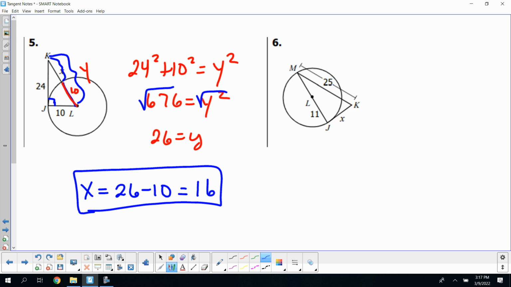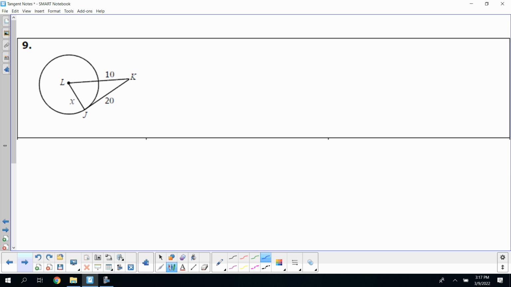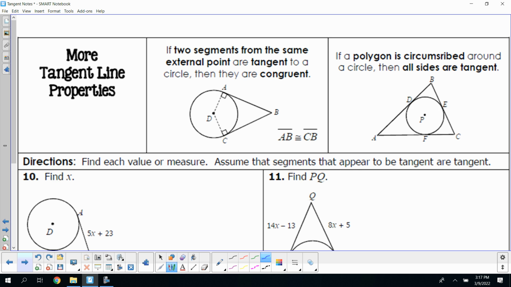All right, let's turn the page. Skip 7, 8, and 9. Let's look at the more tangent properties here.